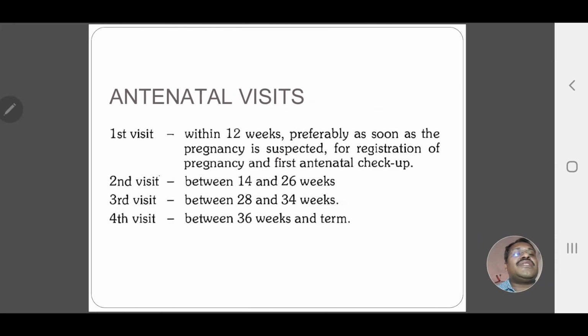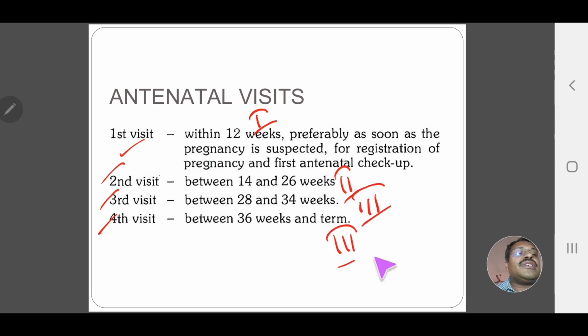First is the antenatal visit. You have to remember there should be at least 4 antenatal visits: first, second, third and fourth. The first visit is in the first trimester, the second visit in the second trimester, the third visit is in the third trimester, and the fourth visit is also in the third trimester.